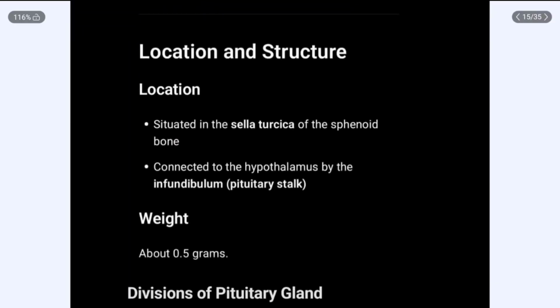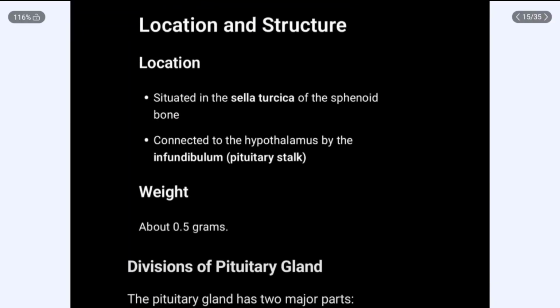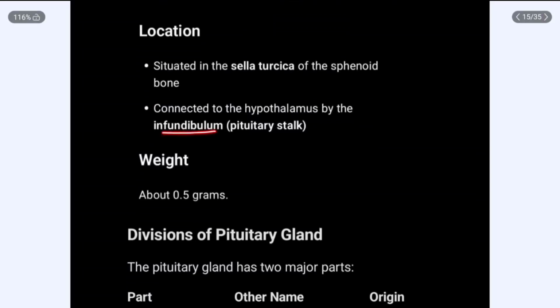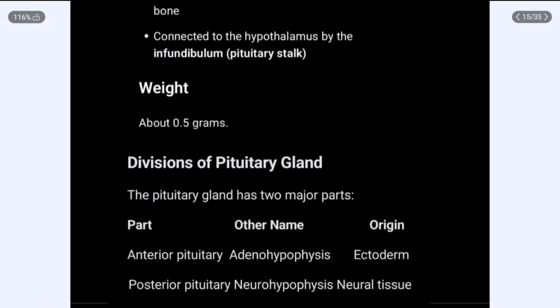Now let's see the location and the structure of the pituitary gland. Location: it is situated in the sella turcica of the sphenoid bone, connected to the hypothalamus by the infundibulum, which is also called the pituitary stalk. It weighs about 0.5 grams.